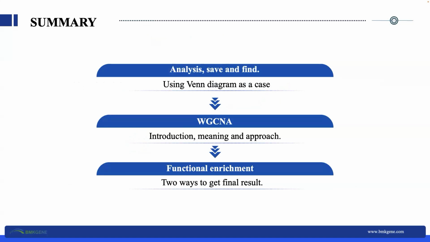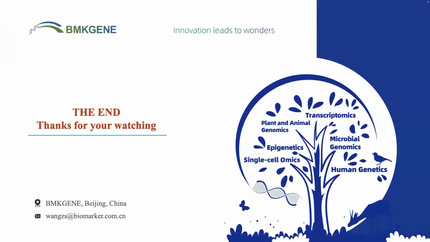Let's summarize here. Today, we talked about three topics. The first, we talked about analysis, save, and find, using a Venn diagram as a case. You can save the results in BMKCloud or download the result yourself. The second topic, we talked about WGCNA. I introduced the WGCNA meaning, the approach and the results. The last topic, we talked about functional enrichment. We shared two ways to get the final result. That's all. Thank you. Any questions?